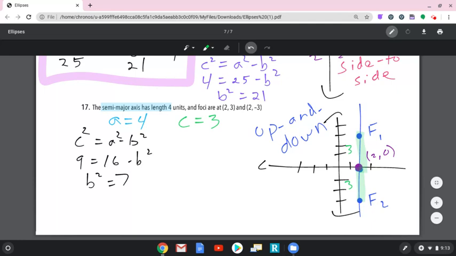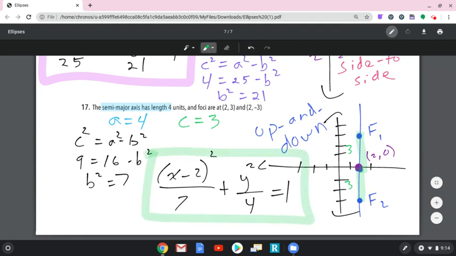So what do I do, guys? What I do now is I have an up and down. I write X minus the H, which is the X value of my center, minus 2 squared. It's up and down. That means A would go under Y, so that means B squared goes under X. Plus Y minus K, which would just be Y minus 0, so that's Y squared over A squared, which is 4. And that would be equivalent to 1. This would be my standard form of number 17.